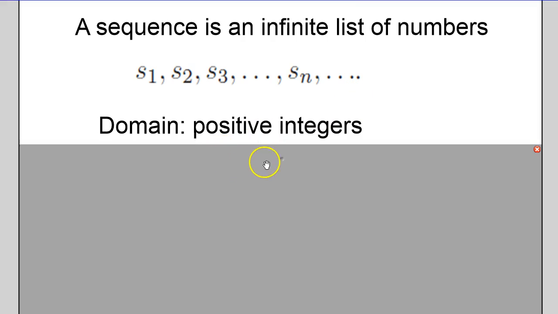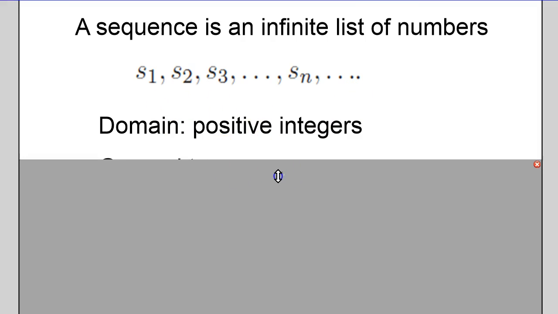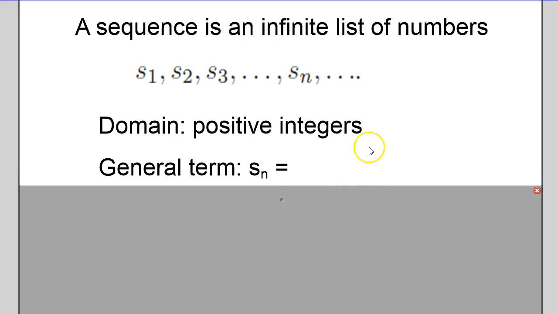Now, the range will vary based off the sequence, and sometimes we can describe a sequence by a general term, S sub n. But not all sequences can be described by a formula. But the sequences we'll be looking at, most of them can be described by a formula in more than one way.